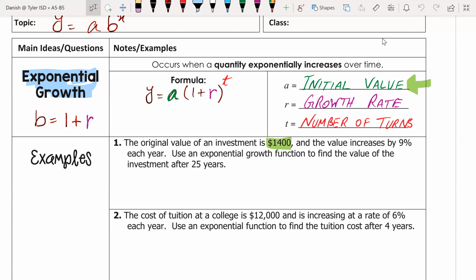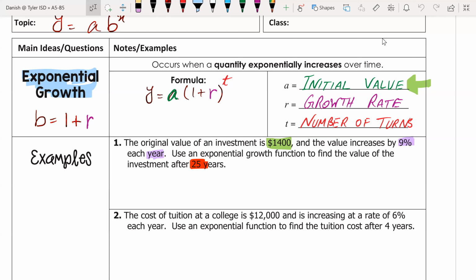So if it's increasing by 9%, that's the growth rate. 9% is the growth rate each year. And what is the term? A year is a term here. Use the exponential growth function to find the value of the investment after 25 years. So you see, this 25 over here, which I highlighted in red color, is giving me the value of t.